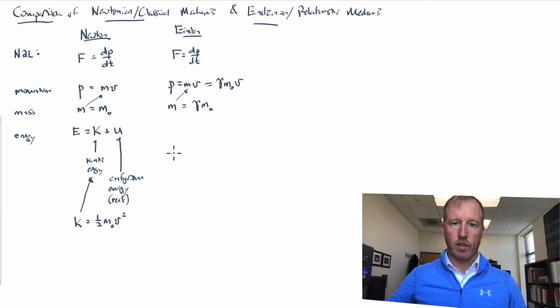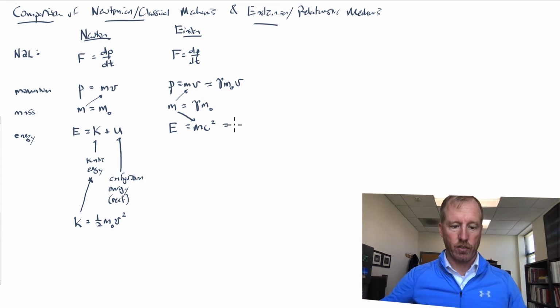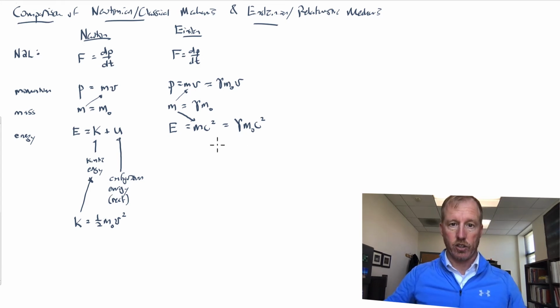What about in relativistic mechanics? Well, the energy of an object is mc squared, where once again this is the relativistic mass. So we might write this as gamma times m naught times c squared. Okay, so that would be the total energy of an object. That's the combination of its rest energy, you might say, and its kinetic energy. It all is subsumed into this generalized energy formula.